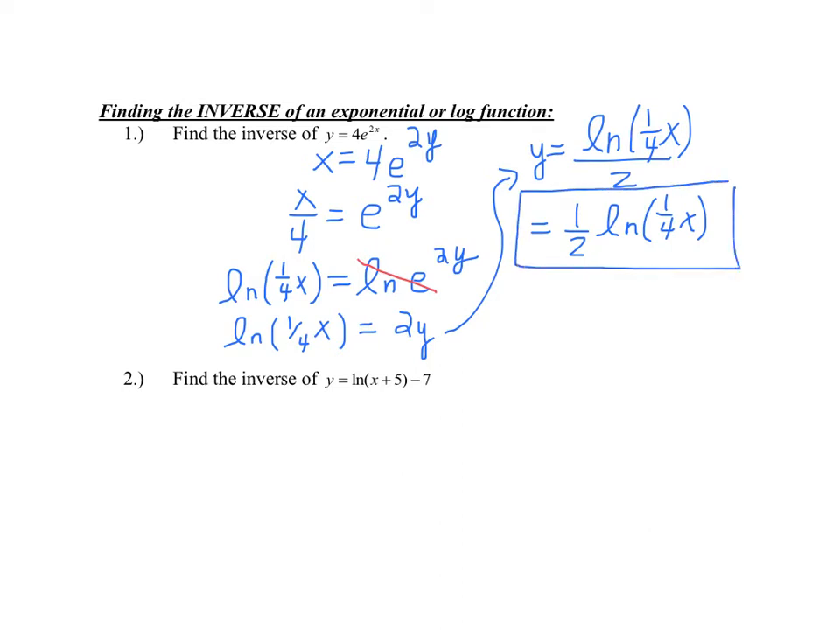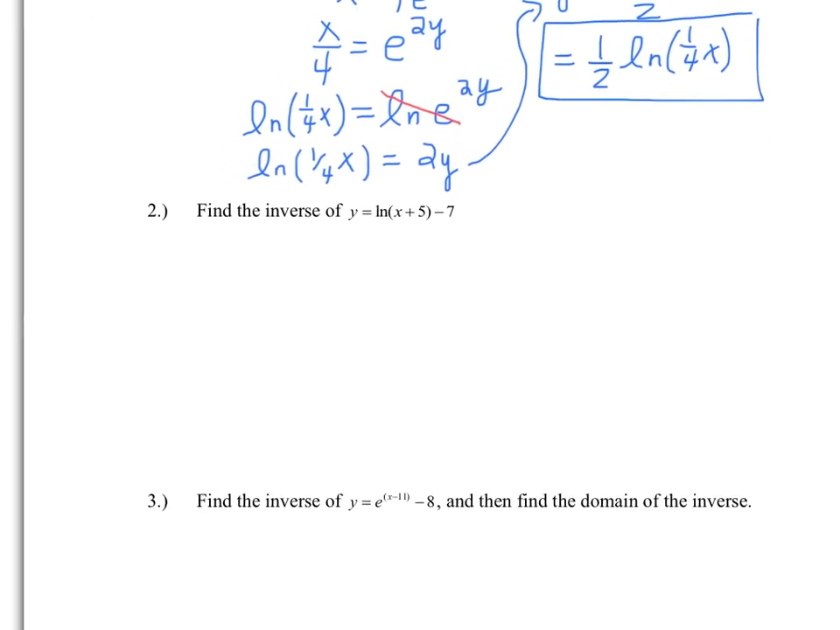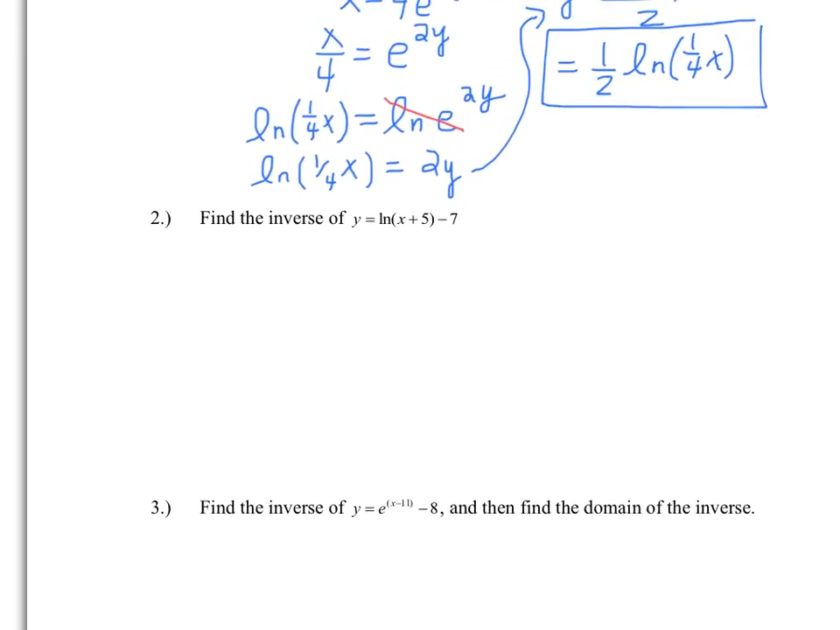Okay. Next example here. Now we see a natural log in our function, but the process still starts the same. We're going to start by switching x with y, and we need to solve for y. So again, we're trying to get y alone. Notice there's a plus 5 attached to it, and then it's part of the natural log. We see that minus 7 on the end. Well, why don't we add that over right away? So in order to get this y alone, we're going to have to first remove that natural log.